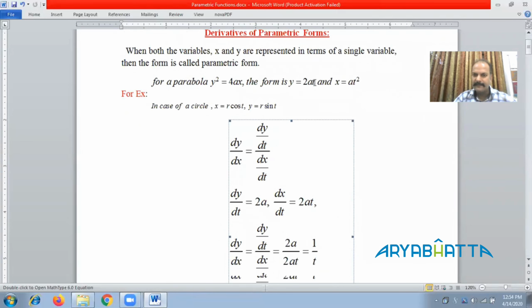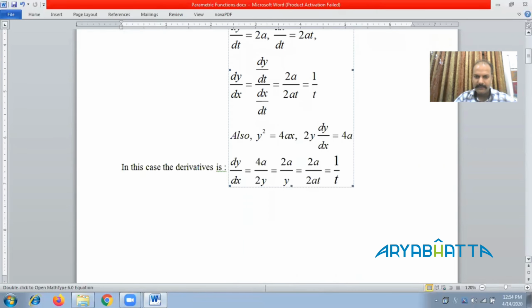As in this case, you can find the value of t from here, y upon 2a, you put it over here, you get this curve. But in some of the tedious parametric forms, it becomes difficult. So it's better to go for this formula while finding the derivative. Let's go for a few examples.